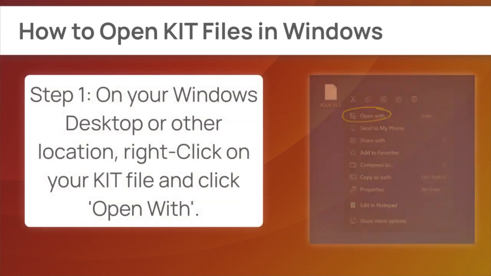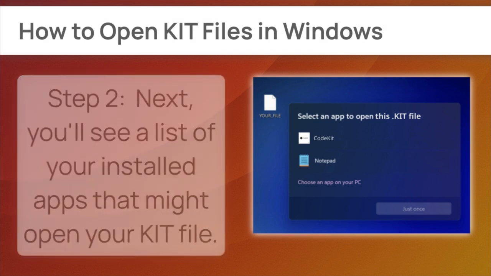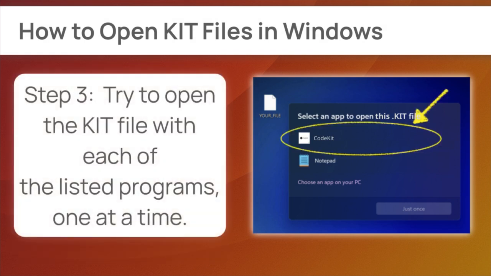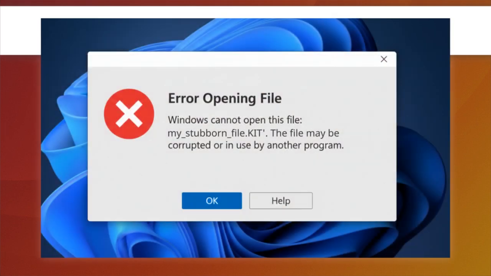Open the menu by right-clicking your KIT file and choosing Open With. Test CodeKit if it's there. If it's absent, select another application. Different apps handle the KIT file differently. If the KIT file is still refusing to open, it's expected.